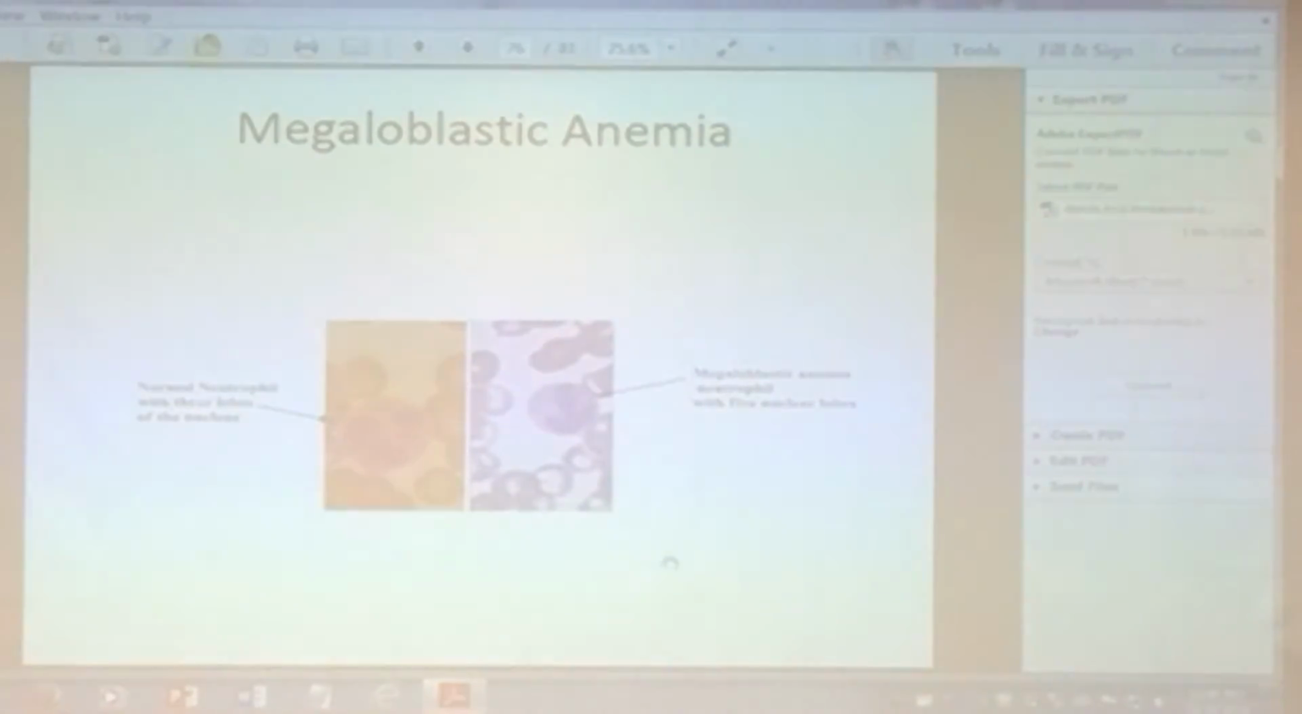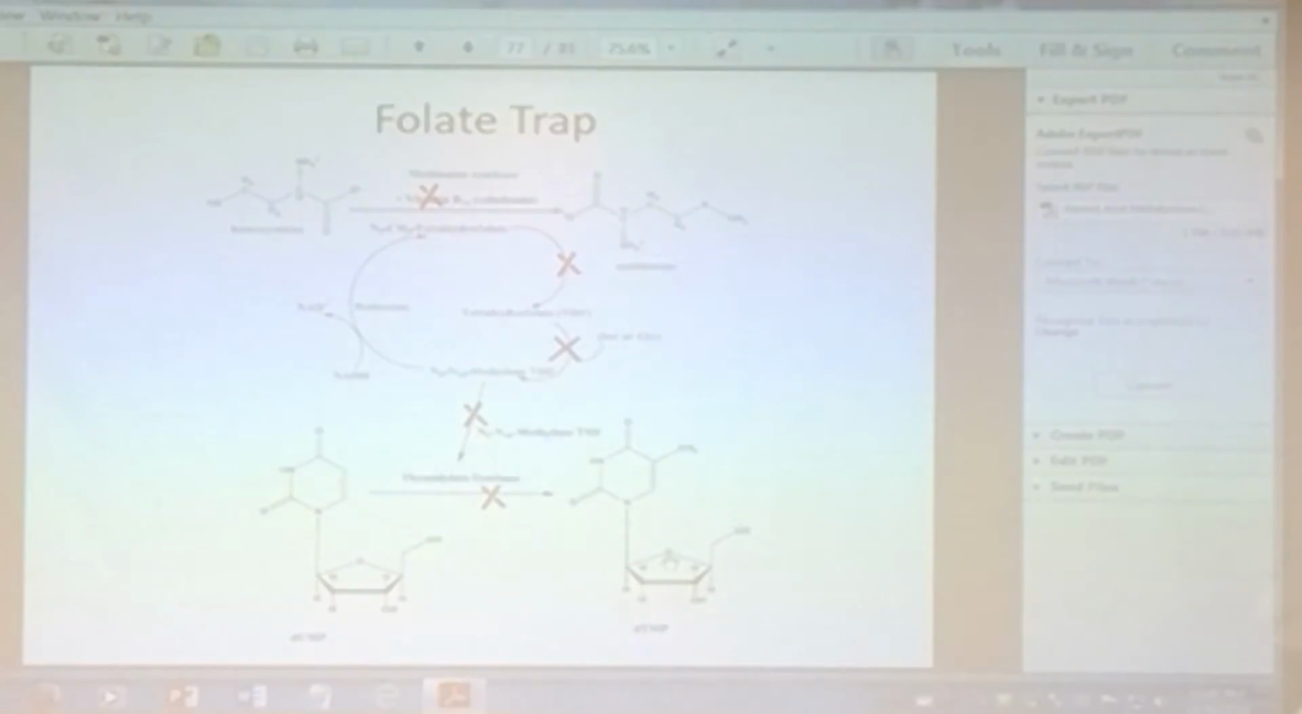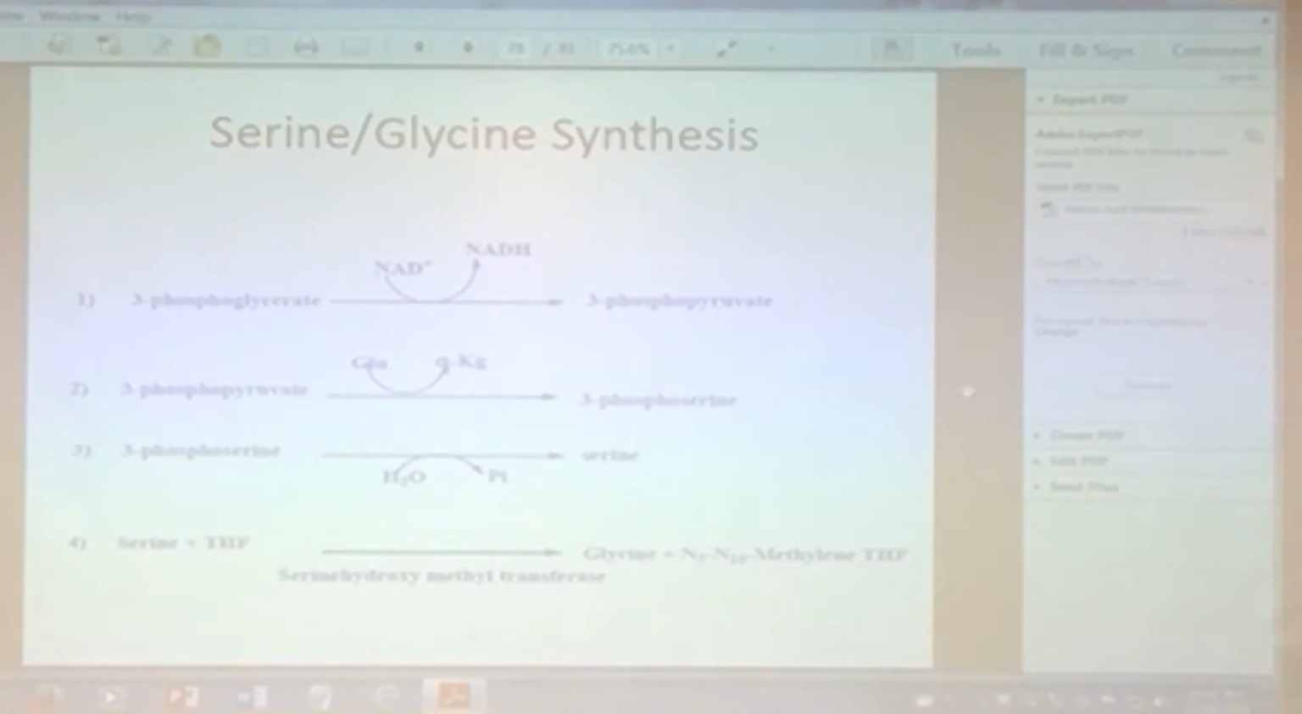Megaloblastic anemia, we really talked about the lobes here. Normally it's trilobed, 1, 2, 3. And if it is pentalobed, that's megaloblastic anemia. Basically, the neutrophils are not dividing, it's stuck in that form. You have 5 lobes in there, and all because of the folate trap. Right? So folate trap here, you're trapping the folate in the form of methyl. You're not making thymidine here, and so the cells are not dividing. So very important pathway here. Serine glycine synthesis.